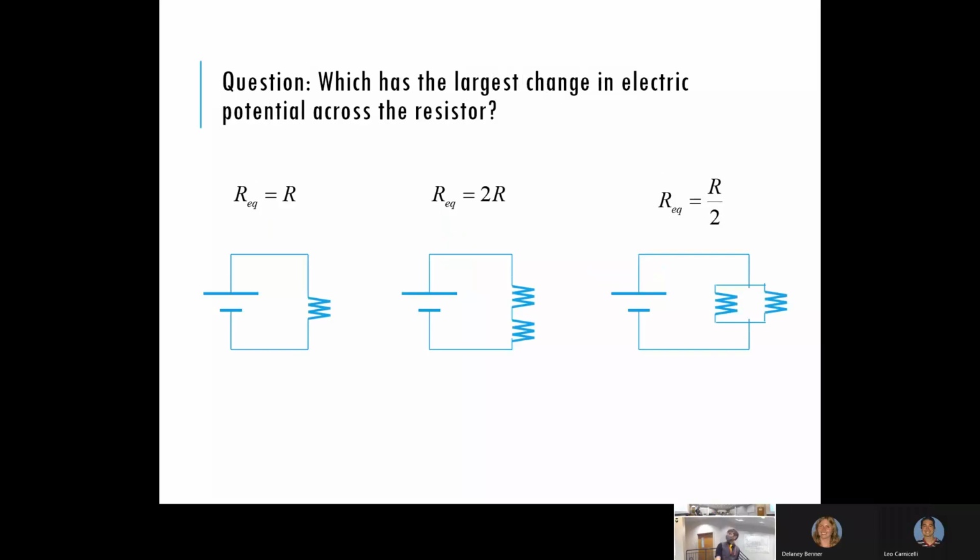We already did that. Oh yeah, I could ask this. Based on these three arrangements, which resistor has the largest drop in potential across it?